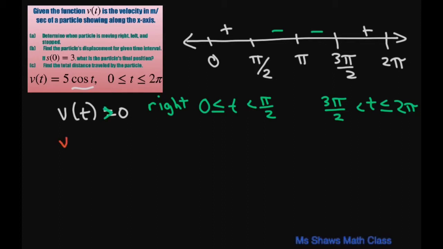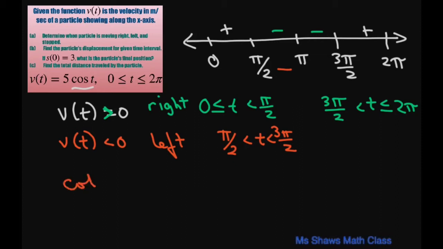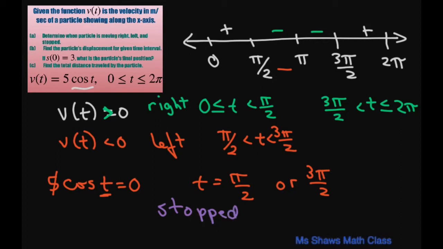Now it moves left when our velocity of t is negative. So this is left, and that occurs between pi divided by 2 and 3 pi divided by 2. And it's stopped when cosine of t equals 0. The 5 doesn't really matter for this, because you divide both sides by 5 and it goes away. So that happens when t equals pi divided by 2 or 3 pi divided by 2. So this is when it's stopped. Okay, so that's part A.